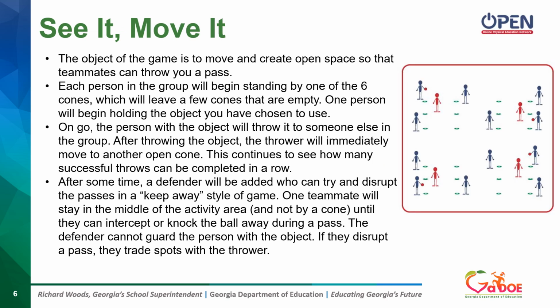This activity is called See It, Move It. The object of the game is to move and create open space so that teammates can throw you a pass. This is an excellent activity for any invasion game that you will be playing. Each person in the group will begin standing by one of the 6 cones, which will leave a few cones that are empty. One person will begin holding the object you have chosen to use. Again, foam football, normal foam ball, yarn ball, frisbees, whatever you would like to use.